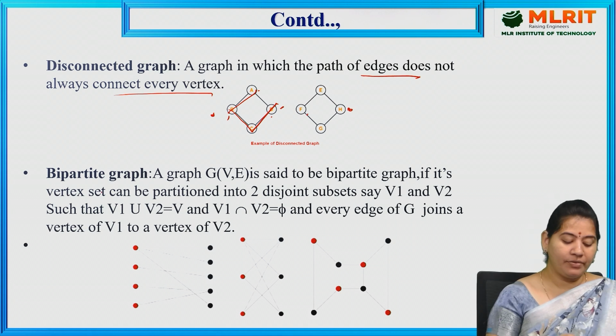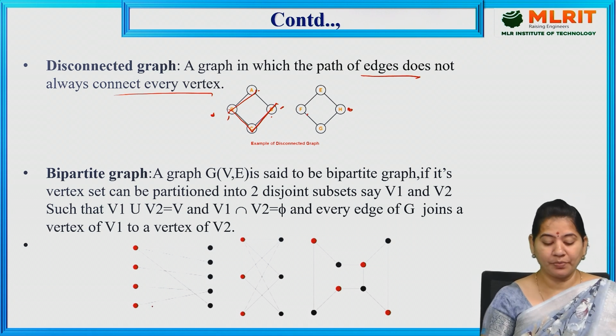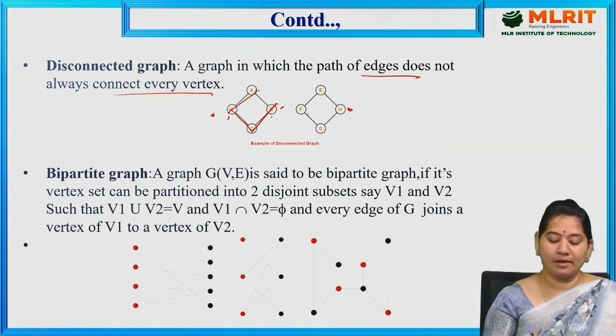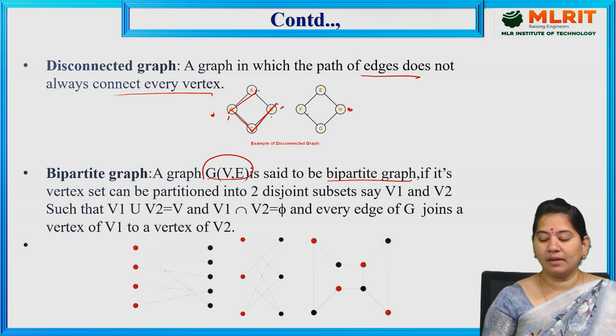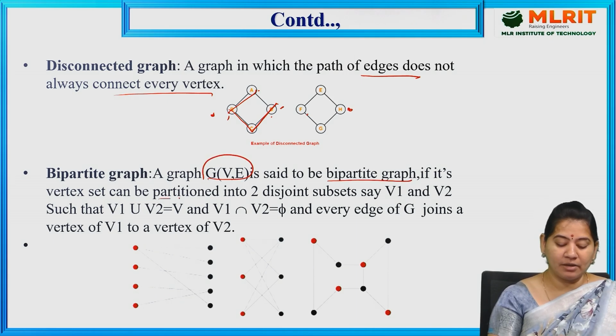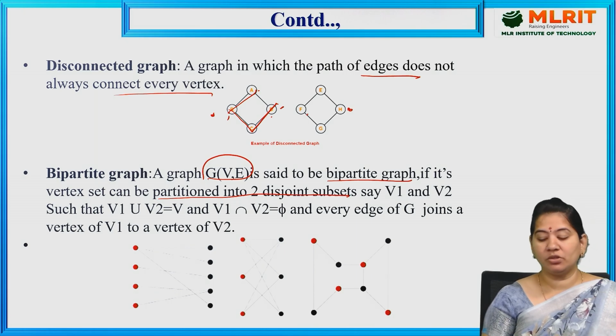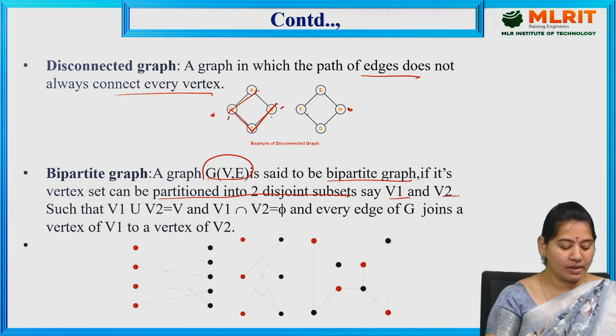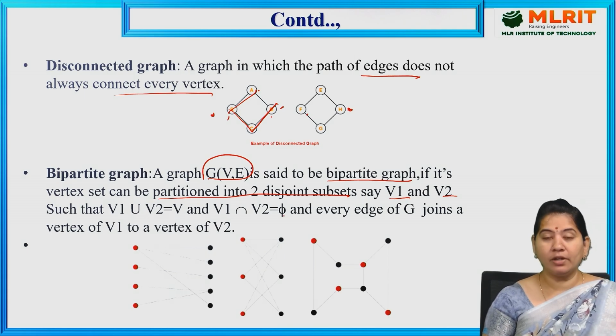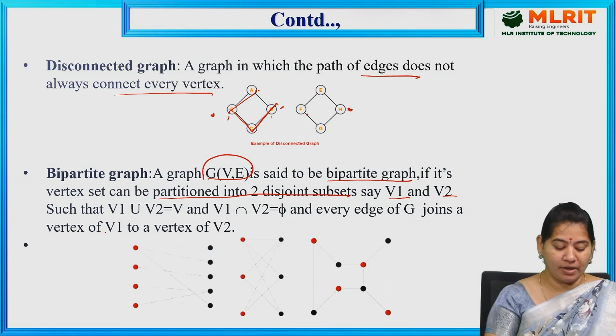So in the same way we have bipartite graph also. So what is meant by bipartite graph? A graph G(V, E) is said to be bipartite graph if its vertex set can be partitioned into two disjoint subsets, let us suppose here V1 and V2, such that V1 union V2 is equal to V and V1 intersection V2 is equal to phi, and every edge of G should join a vertex in V1 to a vertex in V2.